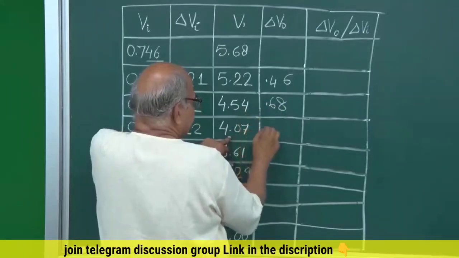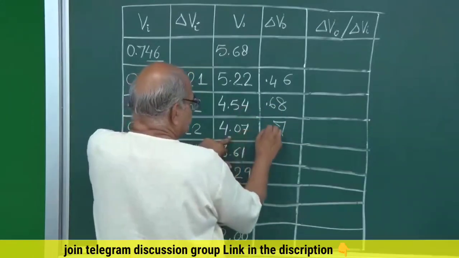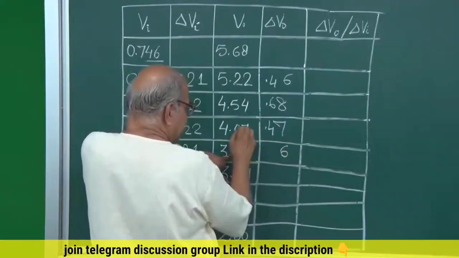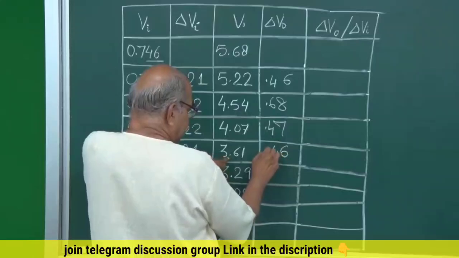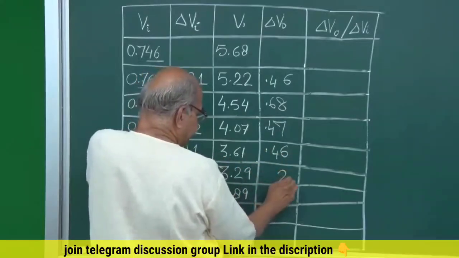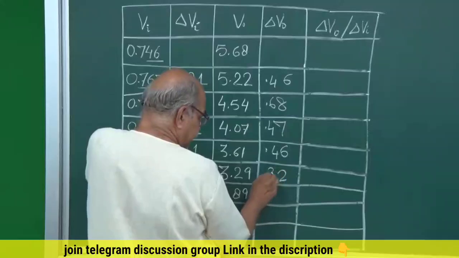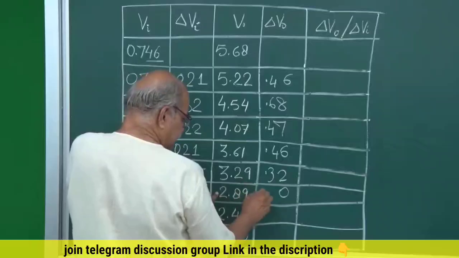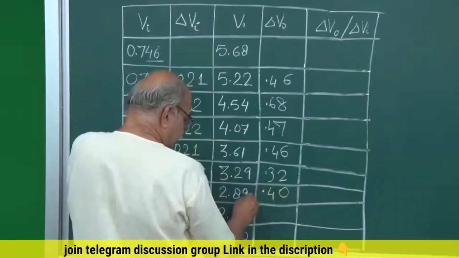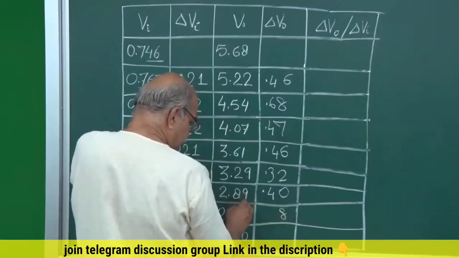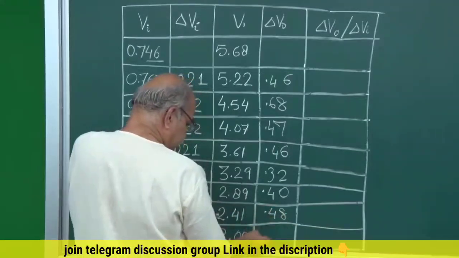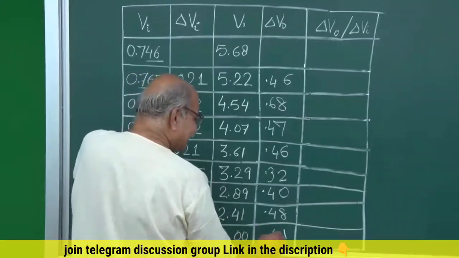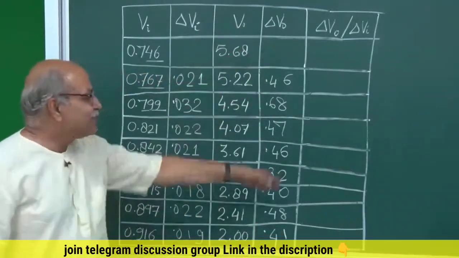Here it is 14 minus 7 is 7 and 4 minus 0 is 4. Here it is 7 minus 1 is 6 and 10 minus 6 is 4. Then here it is 11 minus 2 is 9 and 5 minus 2 is 3. Then 9 minus 9 is 0 and 12 minus 8 is 4. Then 9 minus 1 is 8 and 8 minus 4 is 4, and then 1 minus 0 is 1 and 4 minus 0 is 4. Okay. So this is delta VO.